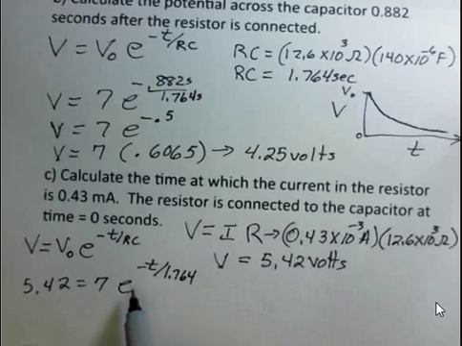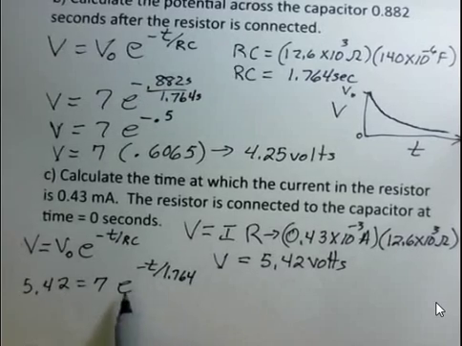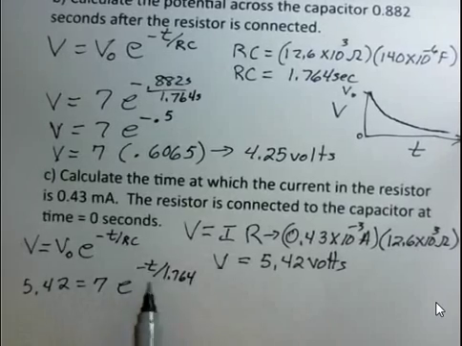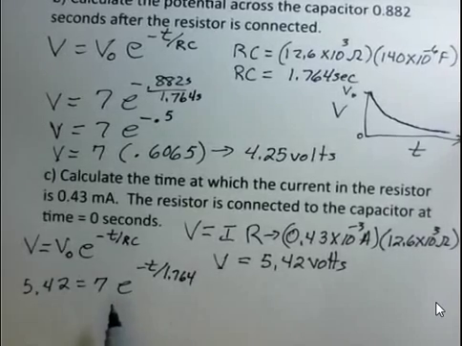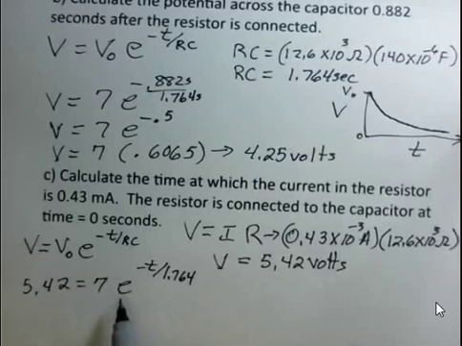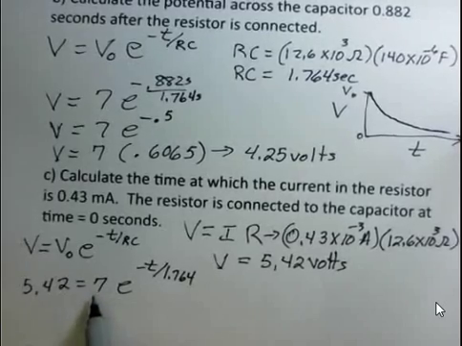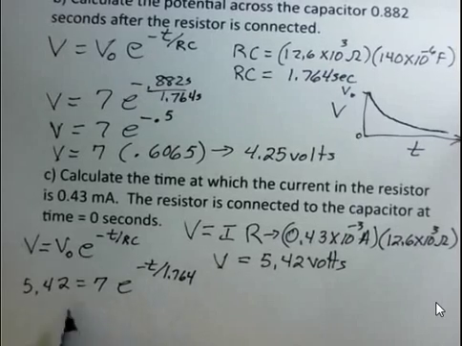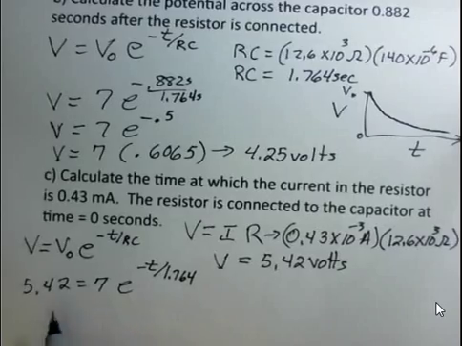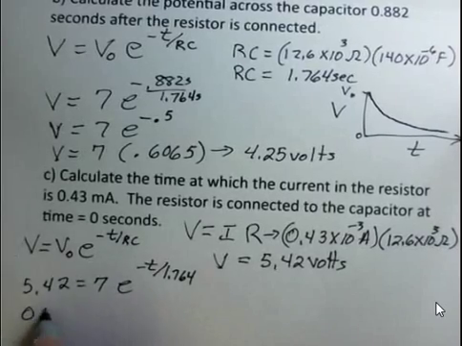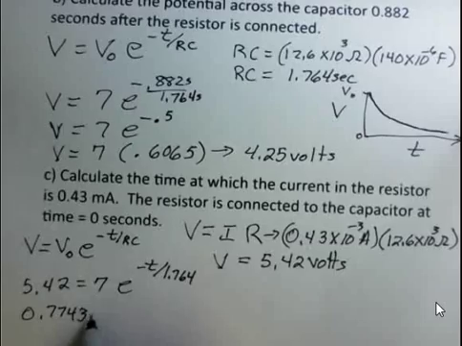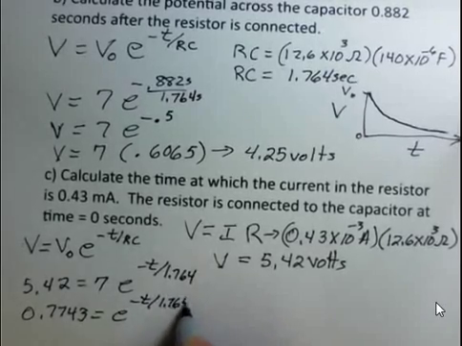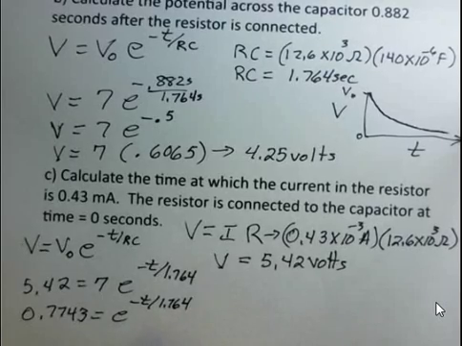Now I have a situation here where this t is kind of buried inside the exponential function. So I'm going to have to get that out. The way we're going to do that is take natural log of both sides. But before you take natural log of both sides, you should divide both sides by 7, so you just get the exponential on the right side. So 5.42 divided by 7, I get 0.7743 equals e to the minus t over 1.764. And now take natural log of both sides.